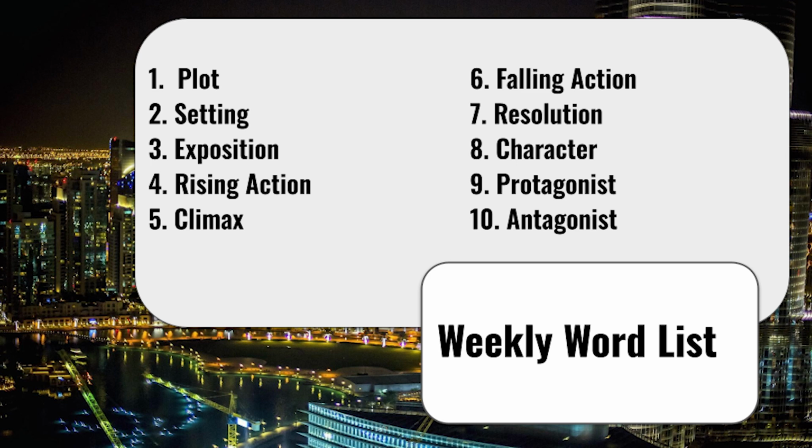Two is pronounced setting. Three is exposition. Four is rising action. Five is climax. Six is falling action. Seven is resolution. Eight is character. Nine is protagonist. And 10 is antagonist. Let's go ahead and get started with number one, plot.